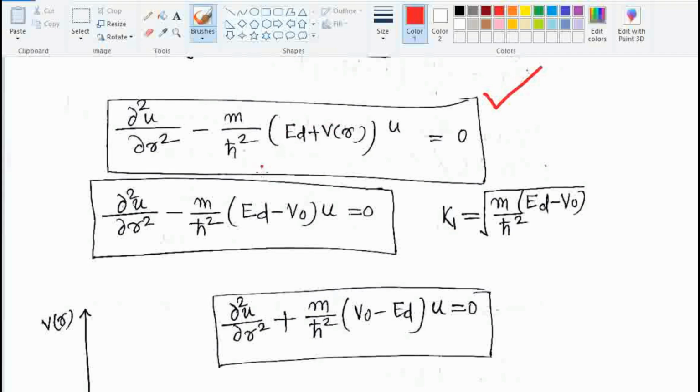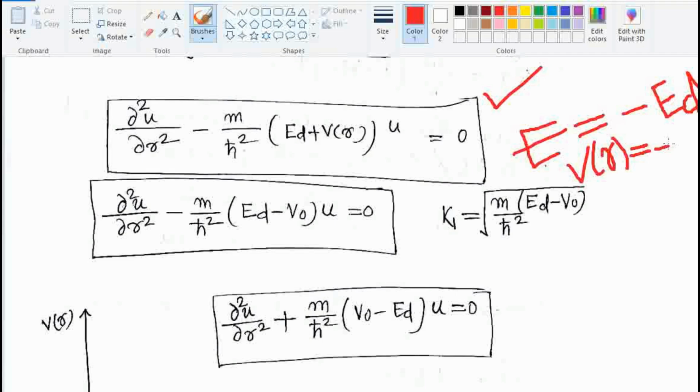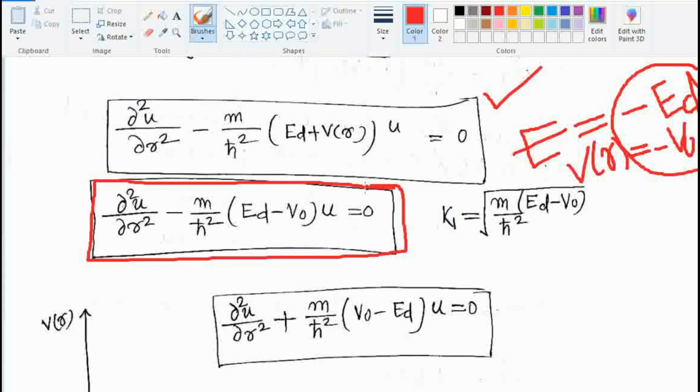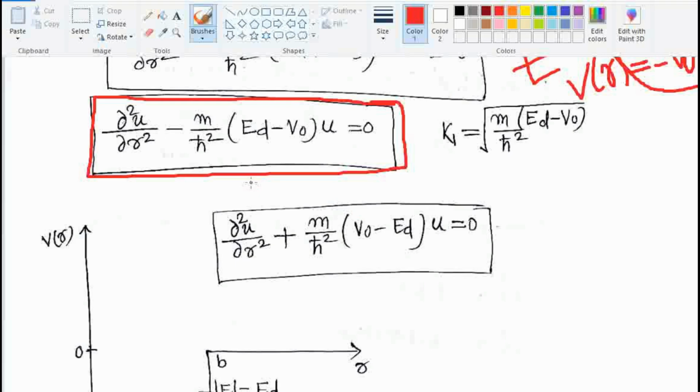So after getting the value, you see both the value of E, that is the binding energy of a neutron, is minus ED, and VR, the depth of the potential in which the neutron is present, is minus V naught. You have to put with this sign. Take the sign into consideration. Don't put only the magnitude. You have to take the sign, then only you can get this kind of expression, where this kappa 1 is this much value.